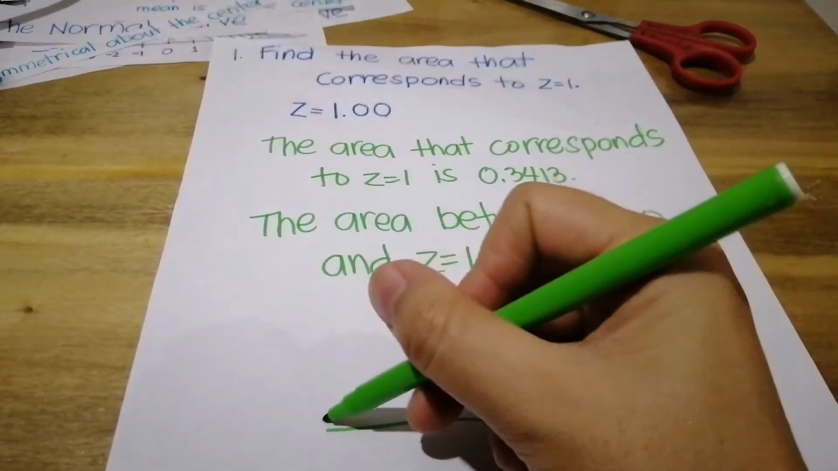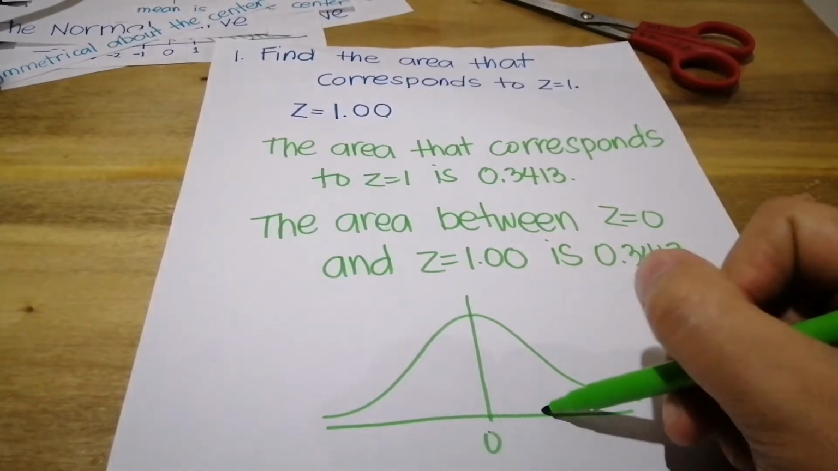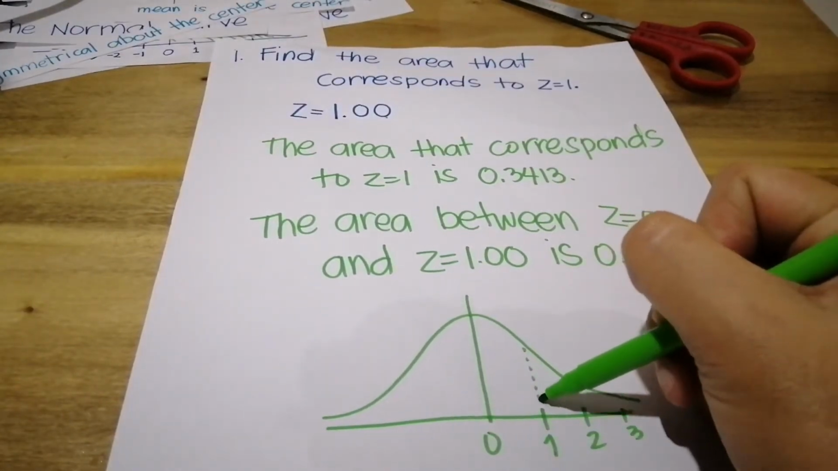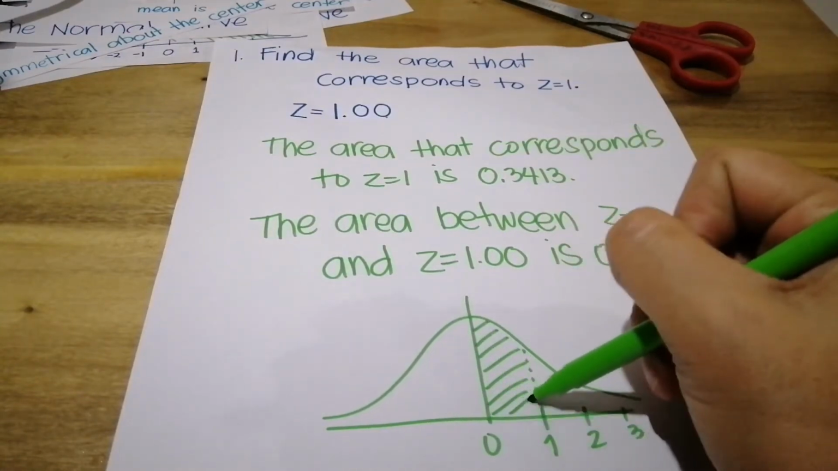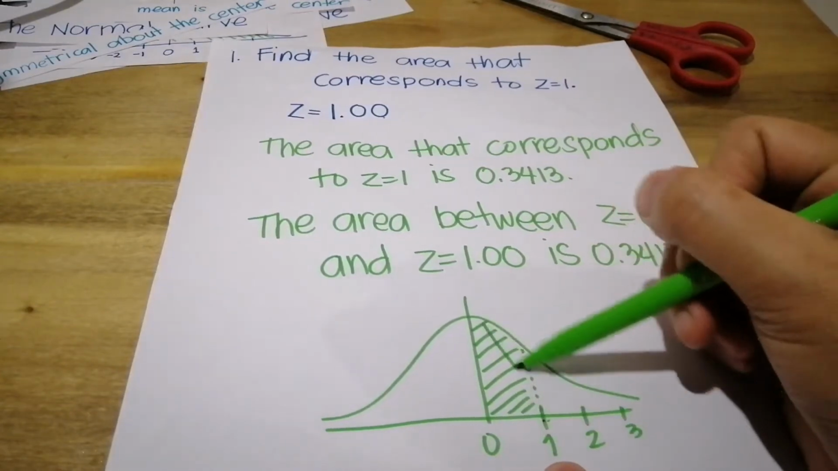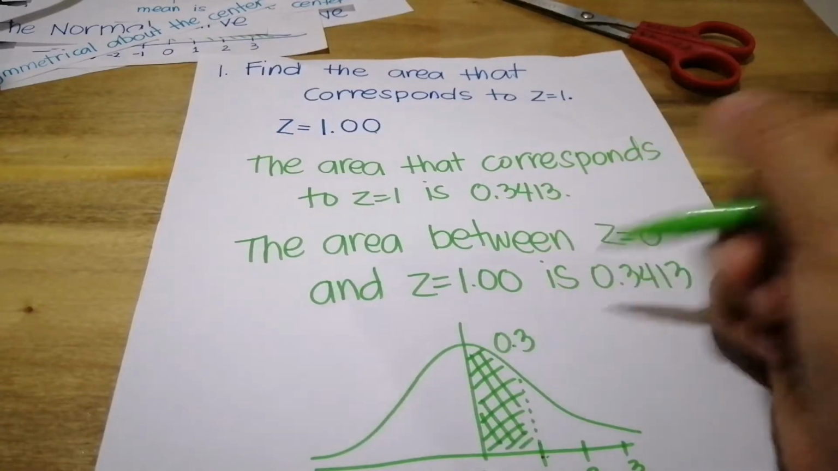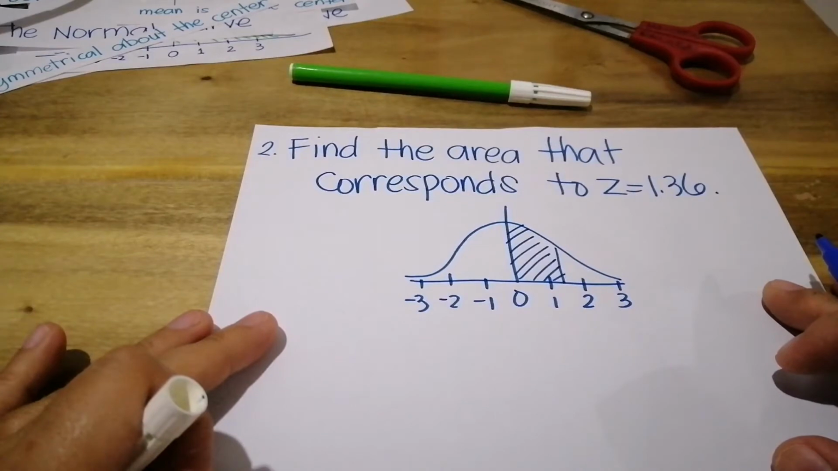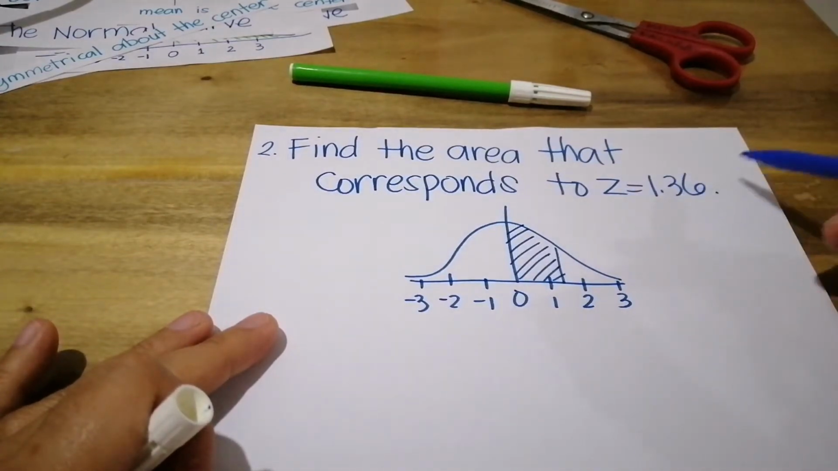If this is the normal curve, let's draw a line here. The area between 0 and 1, this shaded part here, is 0.3413. Now let's try this question. Find the area that corresponds to z equals 1.36.